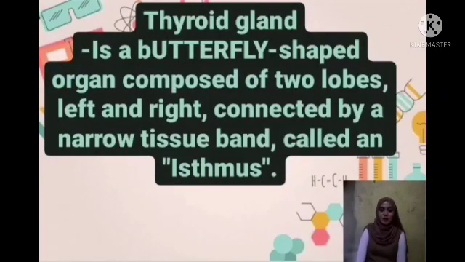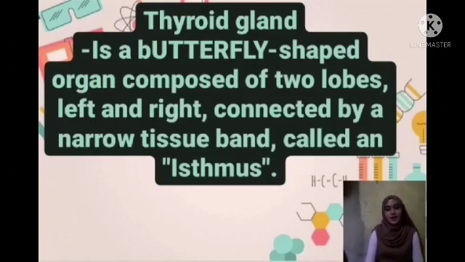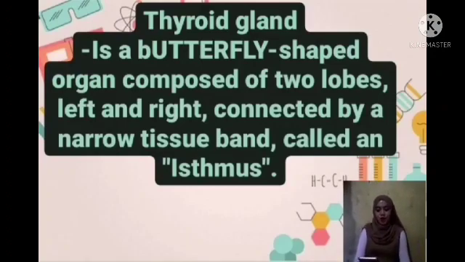So the thyroid gland is butterfly-shaped, composed of two lobes, the left and the right, connected by a narrow tissue band called an isthmus. The thyroid is near the front of the neck, lying against the front of the larynx and the trachea. The thyroid cartilage and cricoid cartilage lie just above the gland, below the Adam's apple. The isthmus extends from the second to third rings of the trachea, with the uppermost part of the lobes extending to the thyroid cartilage, and the lowermost around the 4th to 6th tracheal rings.